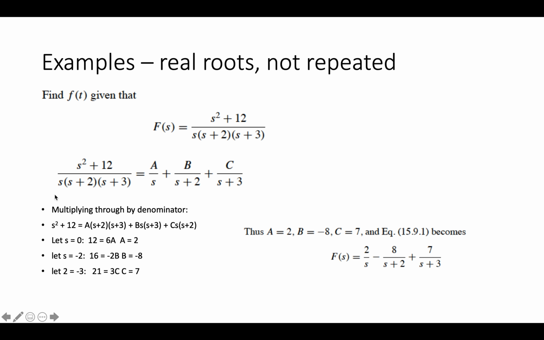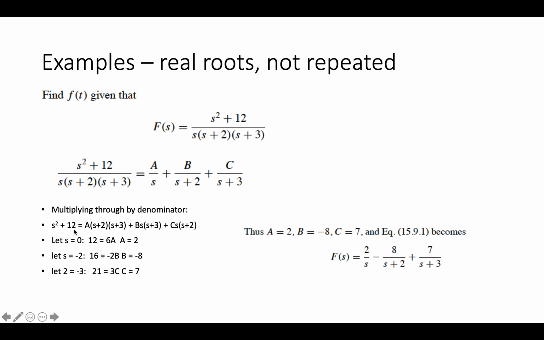So what we do first is we assume that this can be written by separating out the denominator terms. So we will have some A over s plus B over s plus 2 plus C over s plus 3. And then that's going to equal our original function. And so our job here is to solve for A, B, and C. So the first thing to do is to multiply through by the denominator, and then to eliminate the denominator because it will be common on both sides.